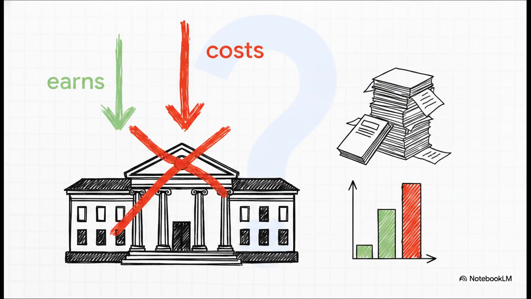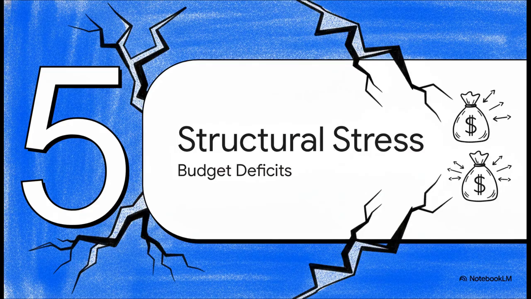But this naturally brings us to a really critical architectural question, one that every single government has to face when reviewing its ledgers. What exactly happens when the structural cost of maintaining our financial house consistently exceeds what it actually earns? That takes us to Part 5, Structural Stress, better known as budget deficits.